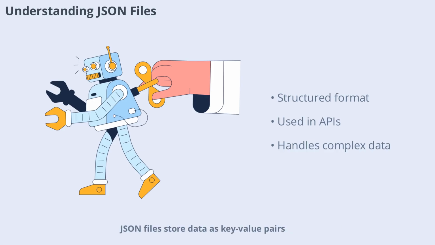JSON, or JavaScript Object Notation, is a structured data format commonly used in web development and APIs. JSON files store data as key-value pairs, making them easy for computers to read and process. This format is especially useful when working with complex or nested data, such as customer profiles or transaction histories. JSON structure allows for flexibility and scalability, making it a preferred choice for many modern data applications.